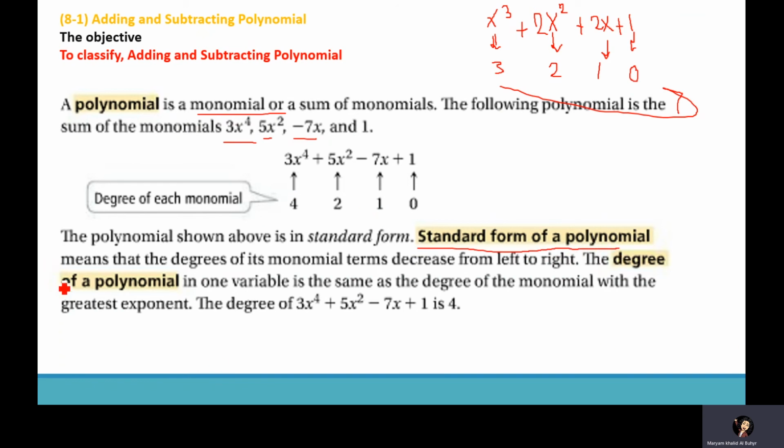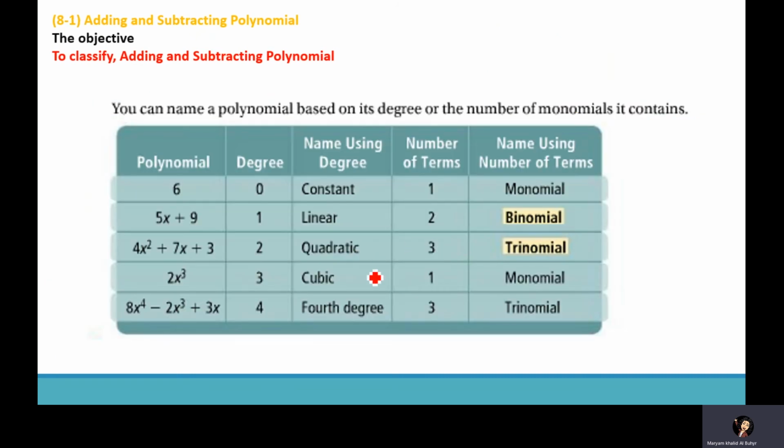Now the degree of a polynomial is the greatest. Can you see the greatest monomial? The degree of the greatest monomial will be the degree of your polynomial. So the degree of a polynomial in one variable is the same as the degree of the monomial with the greatest exponent. So the degree of this one is 4. The degree of this polynomial is 3. So that's the idea. Let me give you more details.